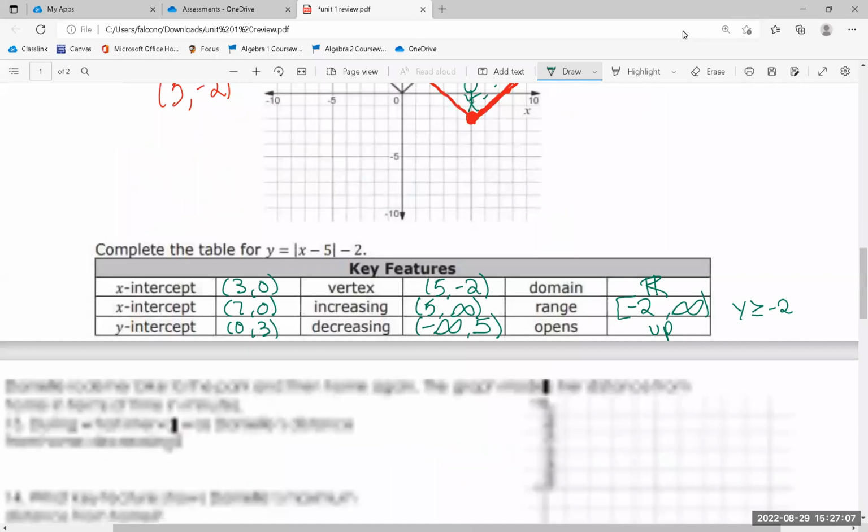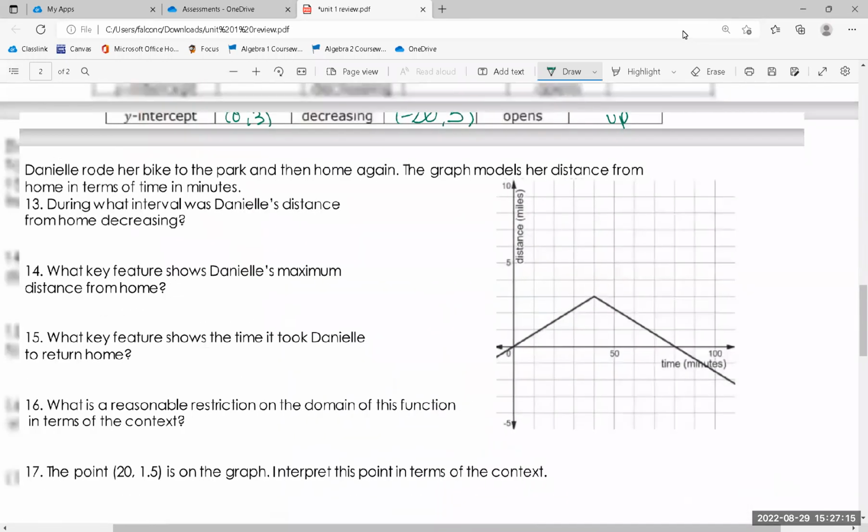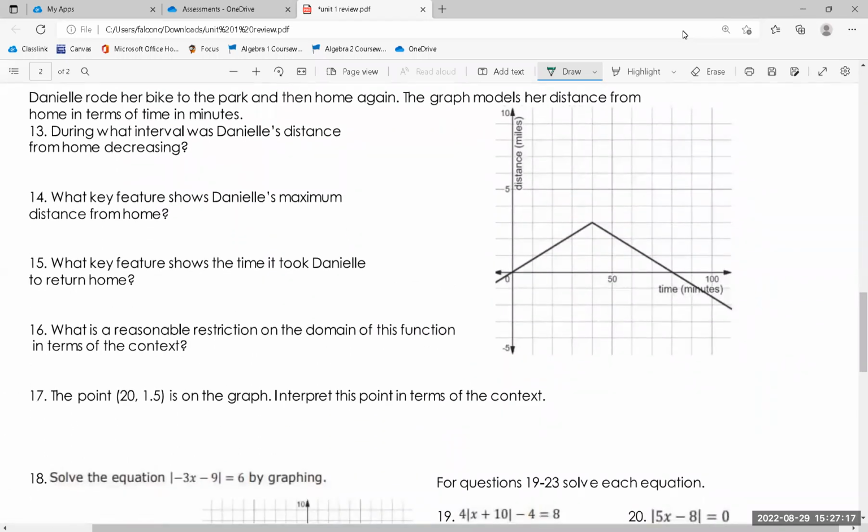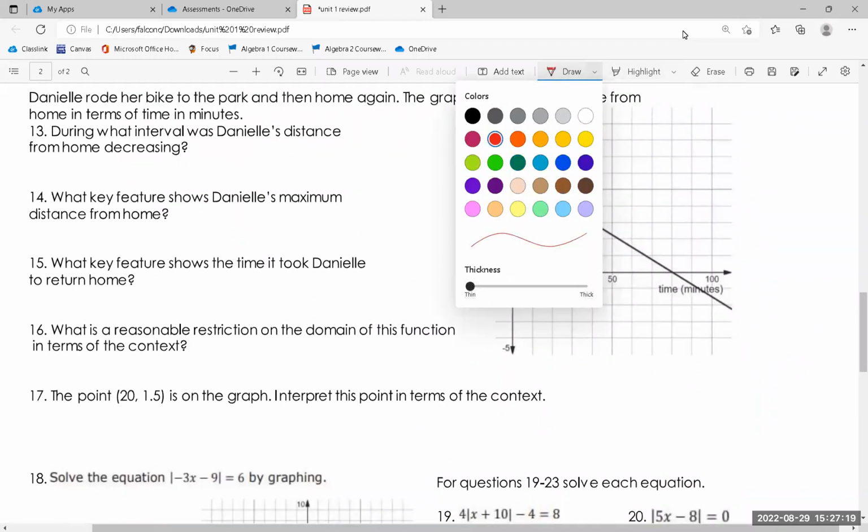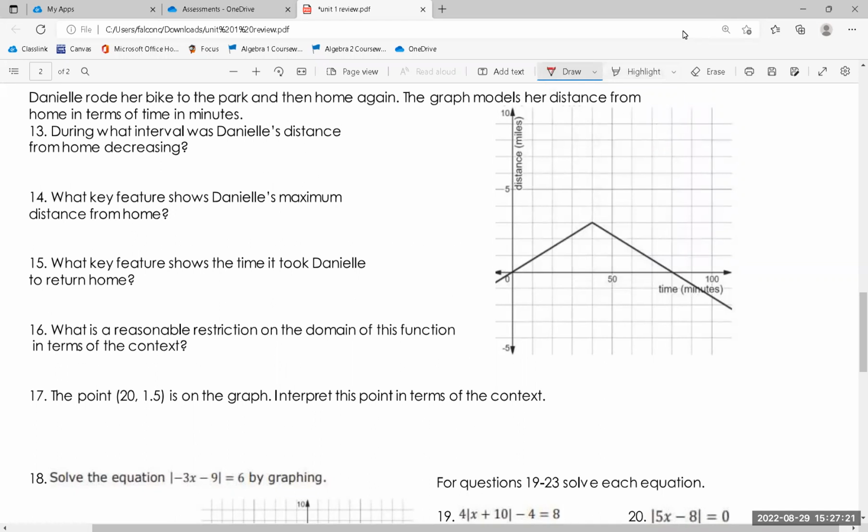Word problems. Let's go. So Danielle rode her bike to the park and then home again. The graph models her distance from home in terms of time in minutes. Just some observations first. Danielle's riding her bike. She's going to the park and then she's going back home.